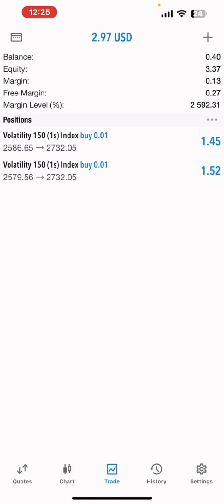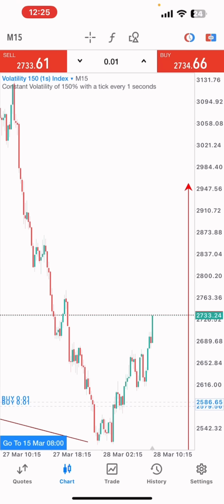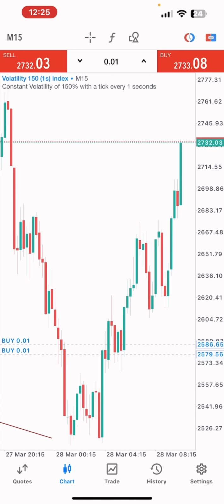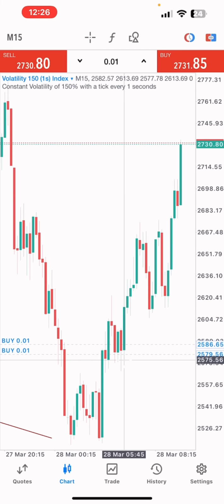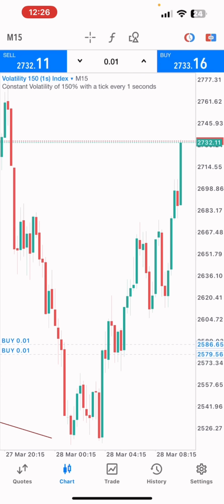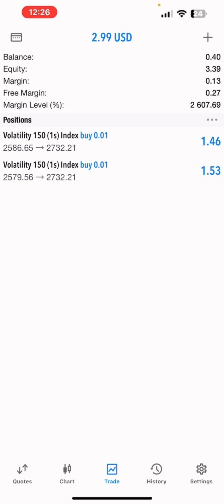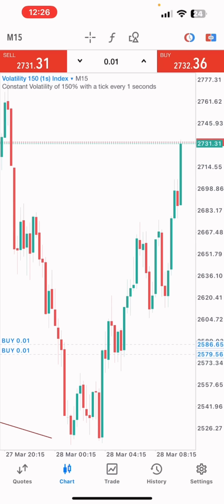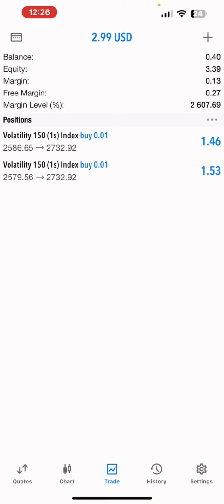Let's wait and see how much I'm gonna make on this account. So I took the entry right here, and as soon as I entered, there was no drawdown. I entered right here, and then it just bought all the way up. So I will come back with results, maybe after some minutes.